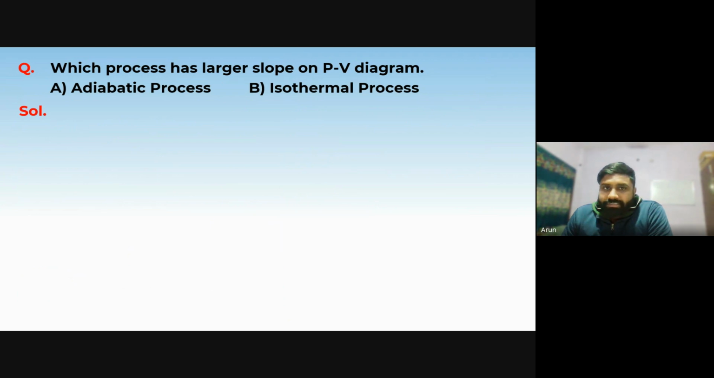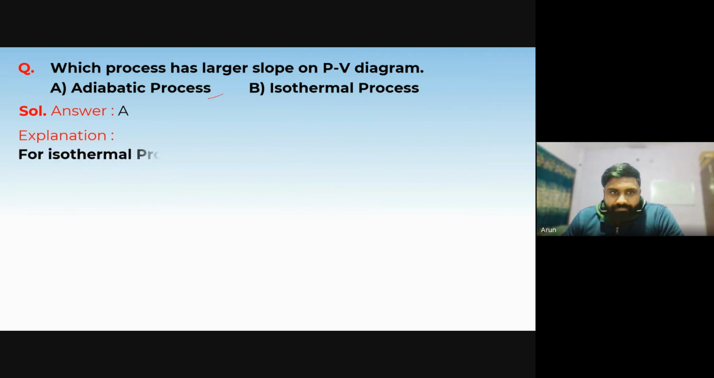Now, which process has larger slope on PV diagram? Although I have told you that adiabatic process will take very less time to happen, so this is a very rapid process. Yeah, very good. So the slope of adiabatic process will be greater or less than isothermal? Yeah, it has greater slope than isothermal process.